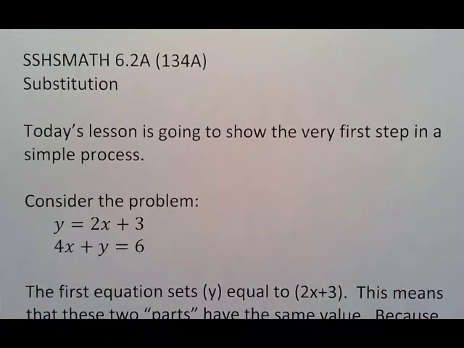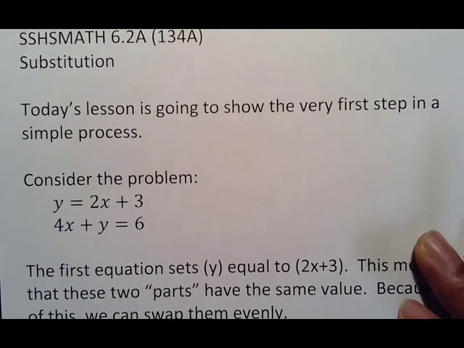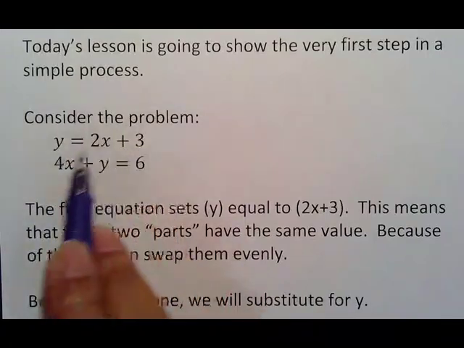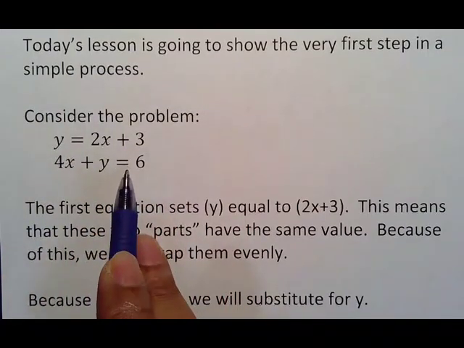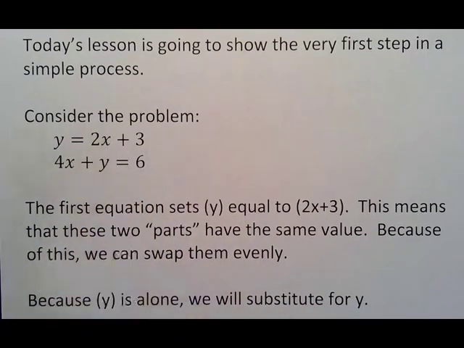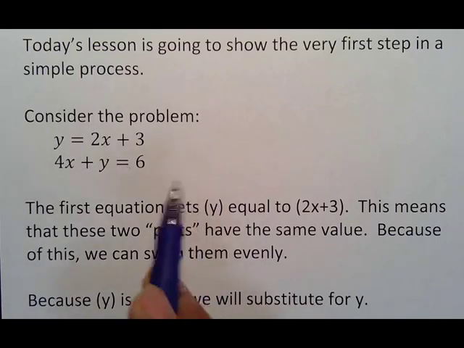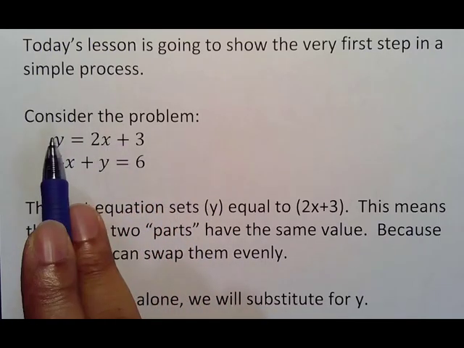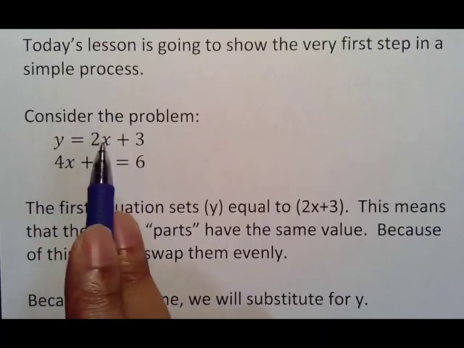6.2a is about substitution. Today is going to show you the very first step in a simple process. And again, it is a simple process, although it is a process that people get lost on. It is pretty easy to do. The first thing is, if you look at the problem, y equals 2x plus 3, 4x plus y equals 6. This is called a system of equations. And what this first equation is doing is setting y equal to 2x plus 3. So in other words, these two things are the same.